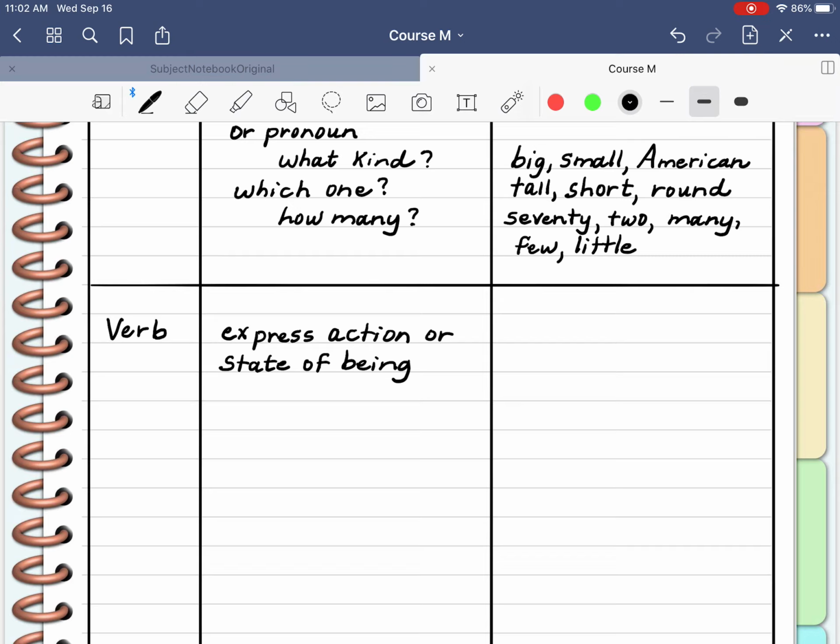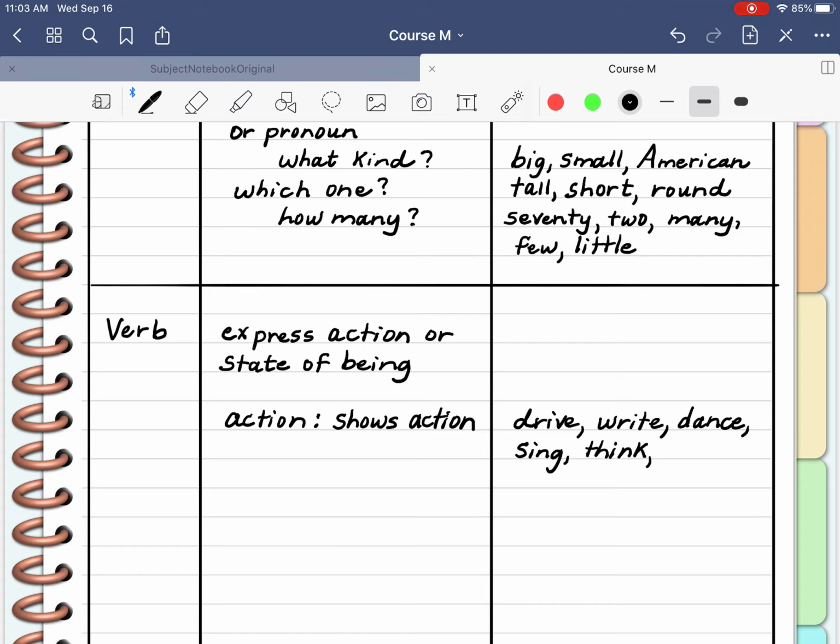And there are a few types of verbs. There is an action verb, which shows action. For me personally, these were always the easiest of the verbs to find. Words like drive, write, dance, sing, think, eat. Those are all action words, action things that we do.